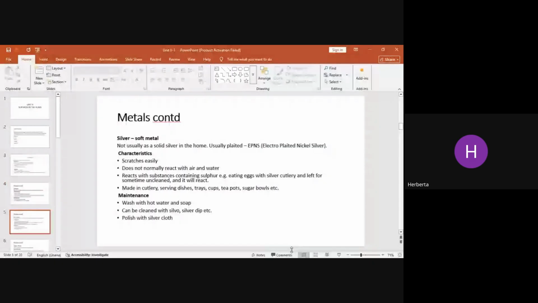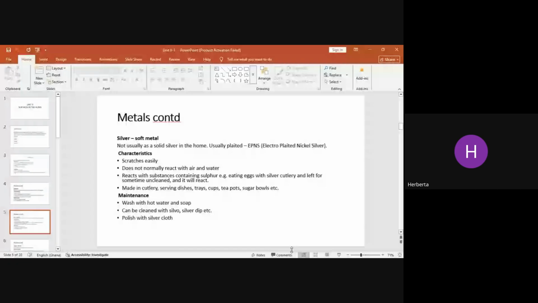Another metal is silver. Silver is described as a soft metal, and silver is most of the time usually plated. What characteristics does silver have? For silver, it easily scratches, but it does not react with air or atmosphere or water.